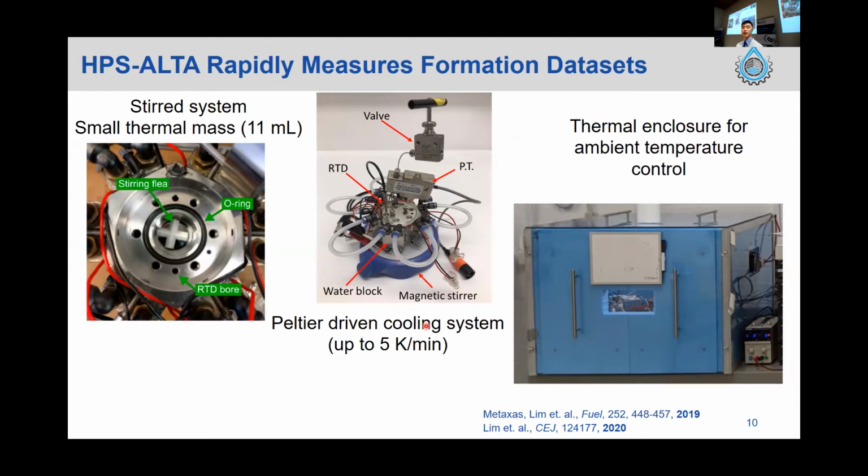Once again, the reason why we're using these cells to generate hydrate nucleation data sets is because of their very efficient heating and cooling rate. It's up to 5 Kelvin per minute, compared to a traditional apparatus such as an autoclave, where you have on the order of Kelvin per hour.